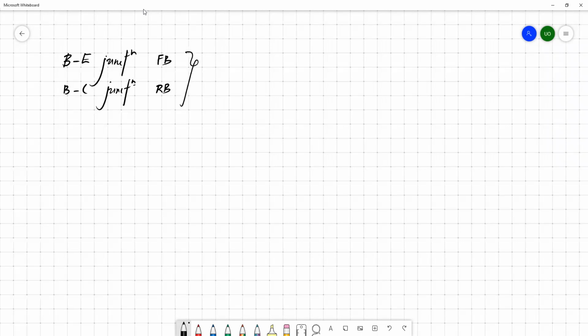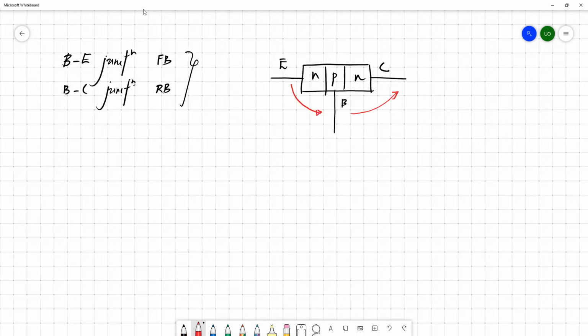Let's take a simple example. This is your NPN transistor. So this is the emitter, this is the collector, this is the base. What's your base emitter junction? This is the base emitter junction, and this is the base collector junction. You want to make this base emitter junction forward bias and this junction reverse bias.